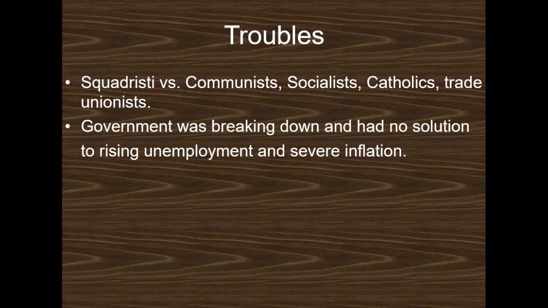And as fighting in the street between these various groups was happening, in addition to fighting at the ballot box, the government really had no good solution to improving the economy or making the parliamentary democracy work. There's no good solution to rising unemployment. There's no good solution to severe inflation. And so you can imagine that there were elements of Italian society that wanted someone to fix their problems.